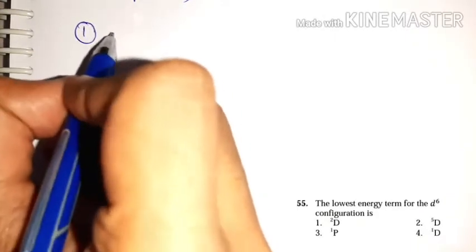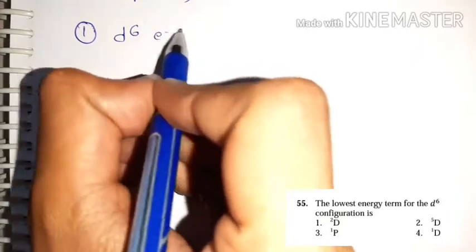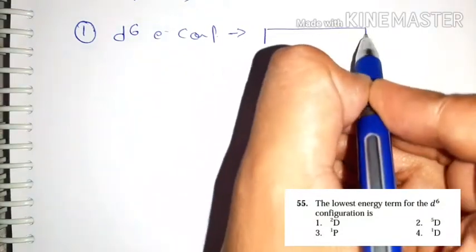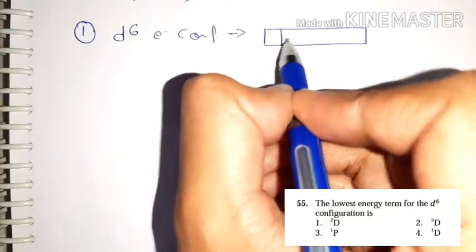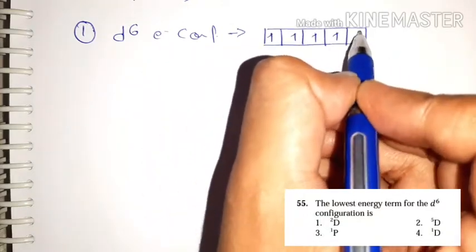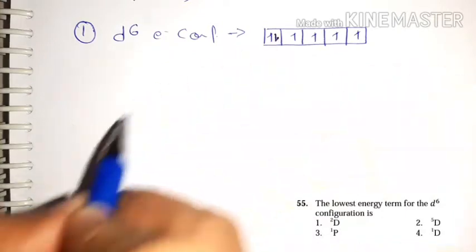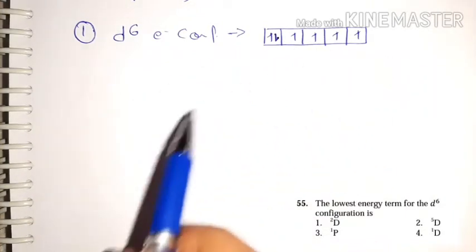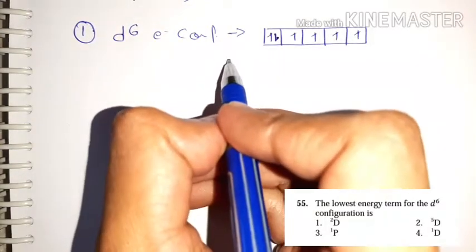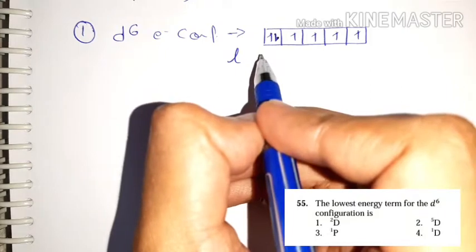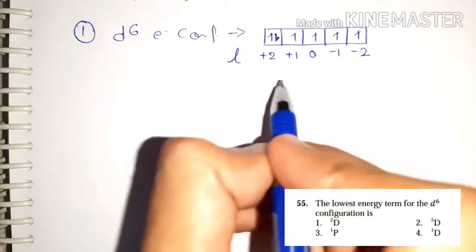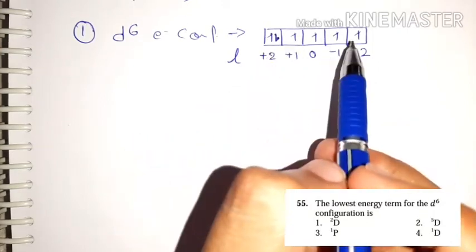Now see friends, in our question we have d6 electronic configuration. According to this configuration we have 6 electrons in a d orbital, and they are filling in this way. Okay, 2 electrons are in a pair form and 4 are unpaired electrons. Now first of all, you know very well that for d orbitals the value of azimuthal quantum number, that is small l, will be plus 2, plus 1, 0, minus 1 and minus 2. These are the respective values of azimuthal quantum number of the d orbitals.